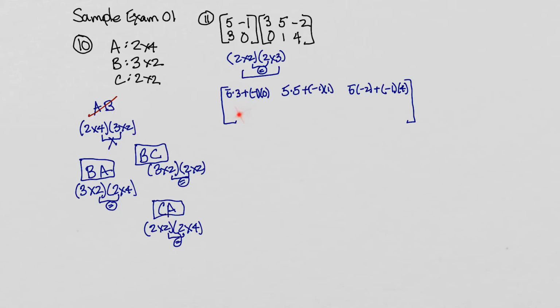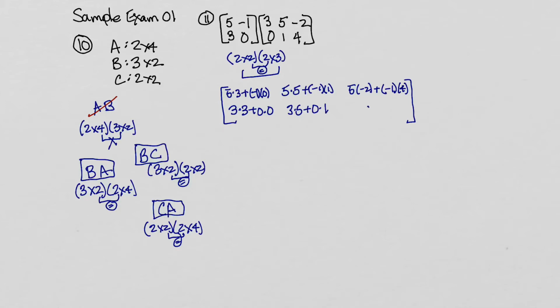So this down here is row 2, column 1. So I'm going to use row 2, column 1. First and first, second and second. So it'll look like 3 times 3 plus 0 times 0. Then, right here, we're in the second row, second column. So I'll use the second row, second column. First and first gives us 3 times 5 plus 0 times 1.